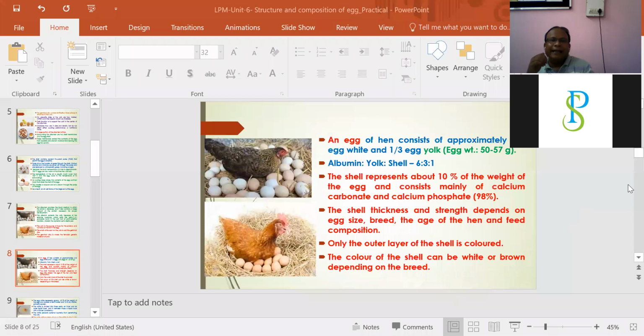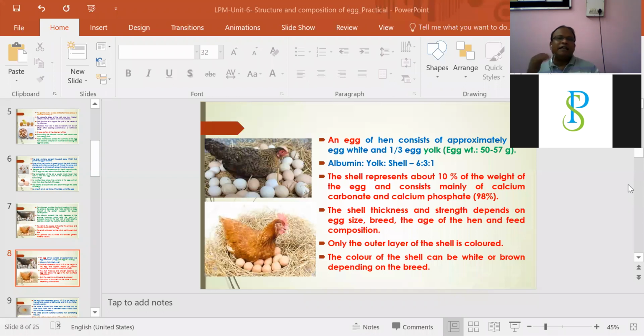An egg of a hen consists of approximately 2/3 egg white, that is albumin, and 1/3 yolk. Generally, the weight of an egg varies from 46 grams to 65 grams, and the average size is 50 to 70 grams. The ratio of albumin, yolk, and egg shell is 6:3:1. What is the ratio of albumin, yolk, and egg shell? 6:3:1. Just remember it. According to which their weight also varies.